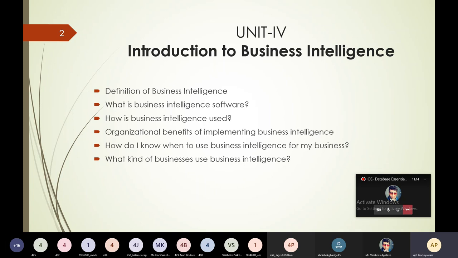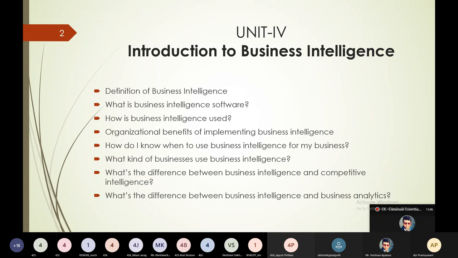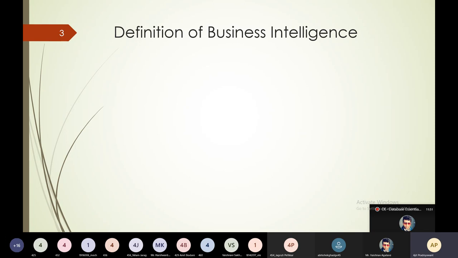Then, what kind of businesses use business intelligence? That we are going to see. Then, just for your information, you should be aware of the difference between business intelligence and competitive intelligence, and the difference between business intelligence and business analytics. So we are starting with the definition of business intelligence. Let's start with the Wikipedia definition of business intelligence.